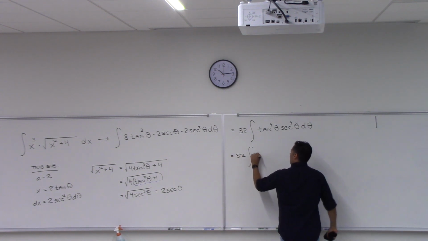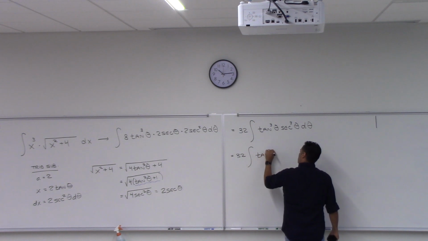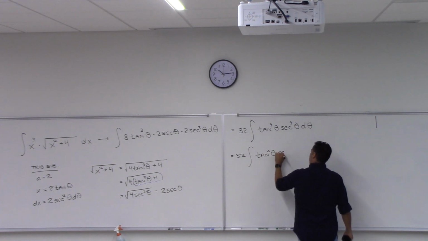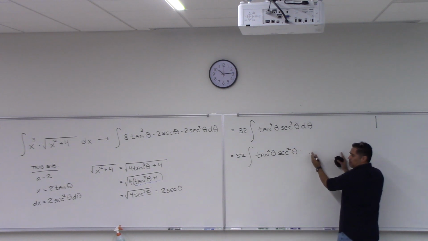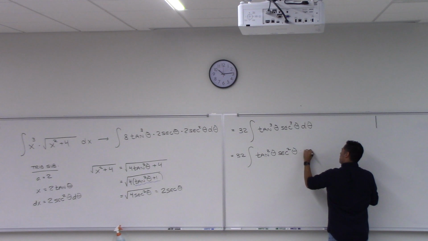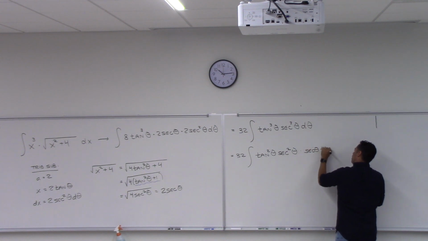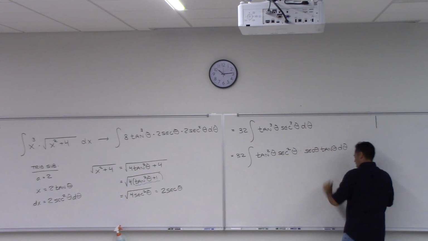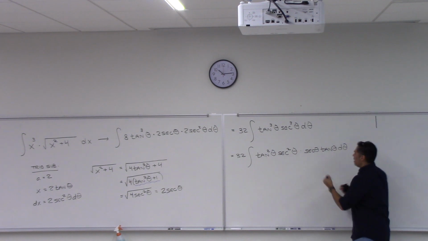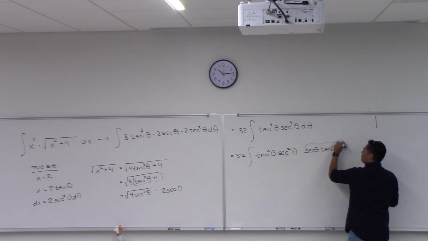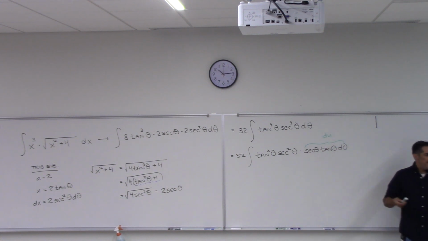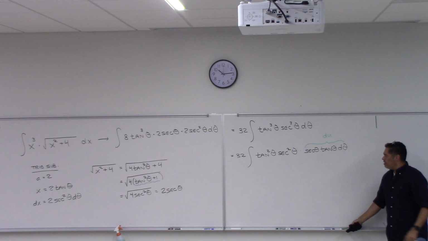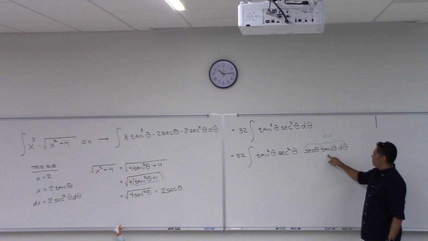32. Okay, I'm going to peel one of those tangents off, so I'll have tangent squared theta. I'm going to peel one of those secants off. I'm going to have secant squared theta. And then next to it, I'm going to put the tangent and the secant that I peeled. And I'm going to write it this way. Secant theta, tangent theta, d theta. And the whole idea here is for us to recognize that this right here is going to be our du. That's going to be the derivative of the u that we're going to make for our substitution. So what do you take the derivative of to get this? Secant, right? Secant.